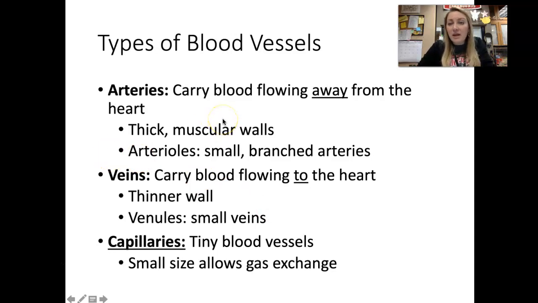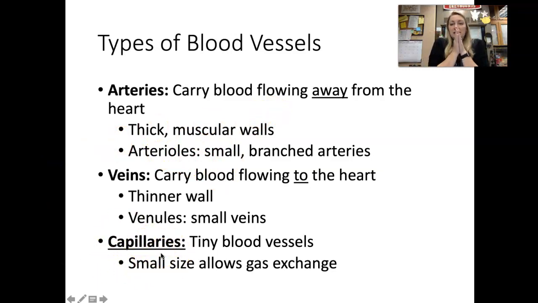Arteries have a really thick muscular wall. They actually have a pulse. Your veins do not have a pulse. They don't have a muscular wall. Okay? So, as arteries branch into smaller and smaller sections, those are called arterioles. And then at the end of arterioles, there are going to be these things called capillaries.